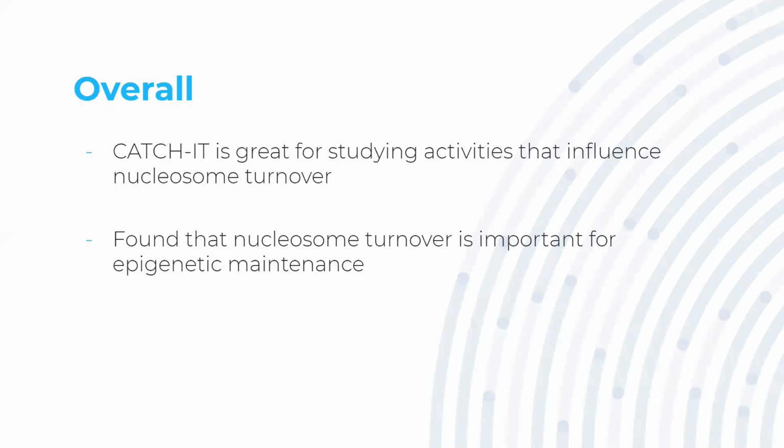So overall, CATCH-IT is a great general technique for studying activities that influence nucleosome turnover because it uses native histones and native reagents rather than using transgenes or antibodies as the previous methods did. And then by utilizing this tool, the authors found that nucleosome turnover plays an important role in epigenetic maintenance.